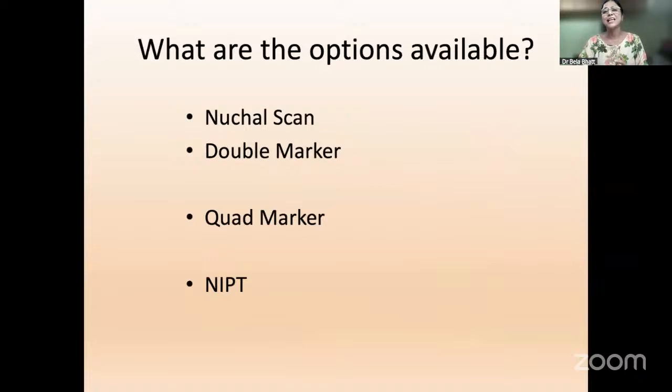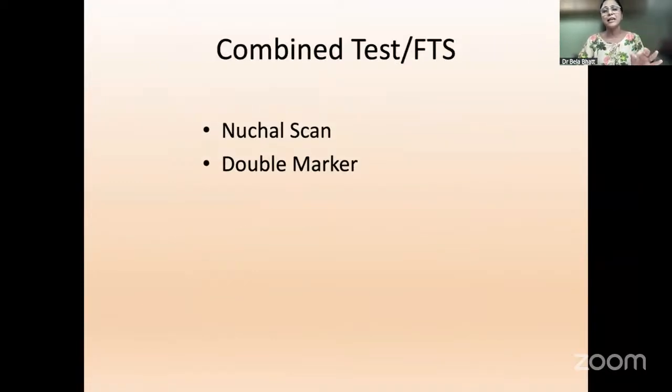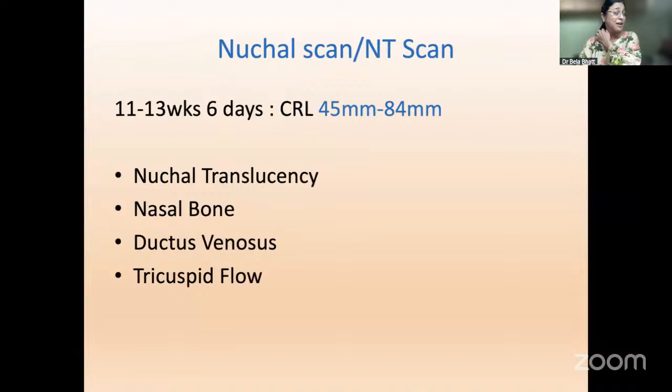Now, let's quickly learn about the various options available, like the combined test, quad marker, NIPT. The combined test, or first trimester screening, is a combination of nuchal scan and double marker, which is done between 11 to 13 weeks 6 days. That is precisely when the CRL is between 45 and 84 millimeters.